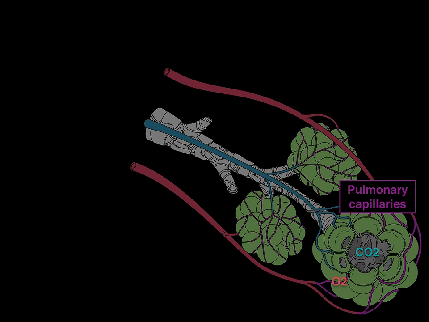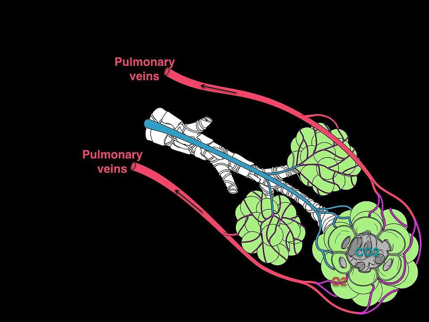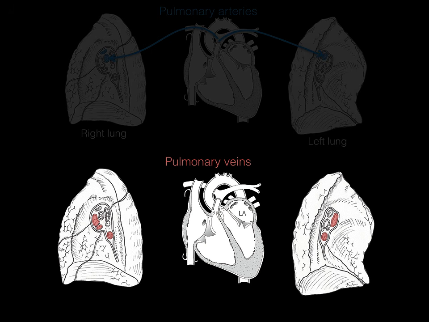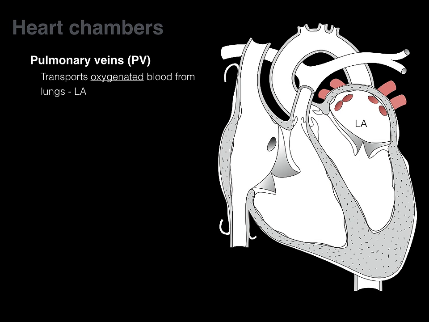You then exhale CO2, and the blood exiting the pulmonary capillaries and the pulmonary veins is rich in O2. It's now oxygenated blood going back to the left atrium of the heart. So here we have the pulmonary veins bringing oxygen-rich blood back to the left atrium. Pulmonary veins transport oxygenated blood from the lungs to the left atrium, like those arrows showed, and this is the only vein in an adult that transports oxygenated blood.